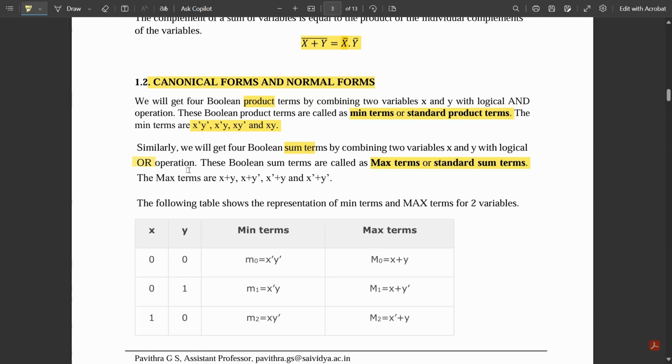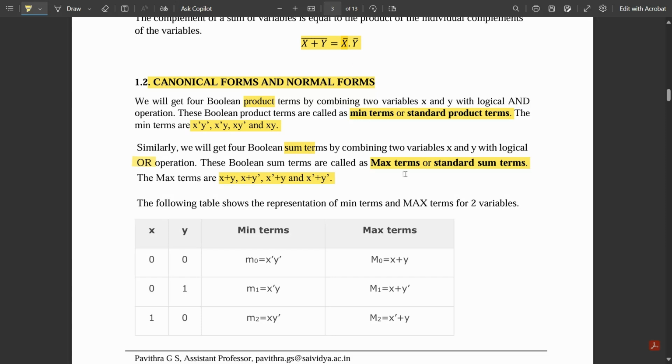Similarly, just opposite to that, we have max terms. We will get four Boolean sum terms by combining two variables x and y with logical OR operation. Okay, so these Boolean sum terms are called max terms or standard sum terms. The max terms are given just opposite to that. That is, first term is x plus y, then x plus y bar, x bar plus y, and x bar plus y bar. Okay, so these are the min terms and max terms.